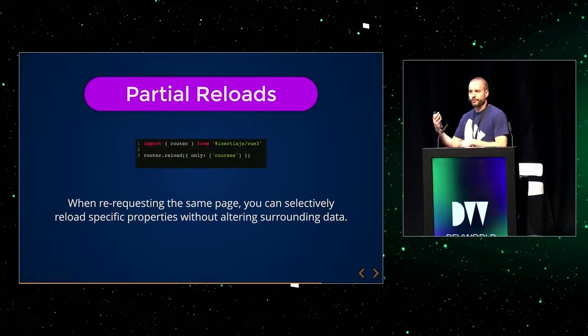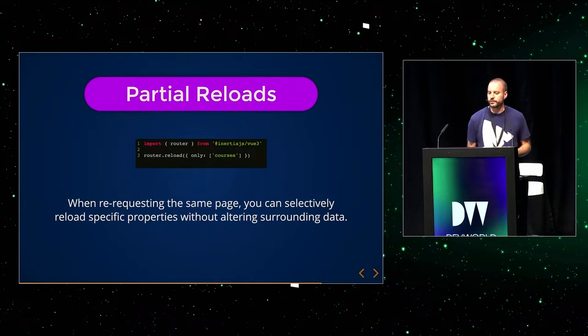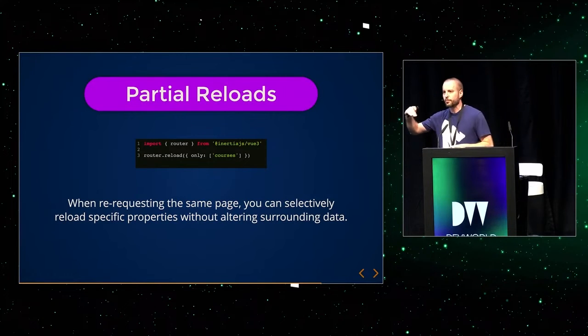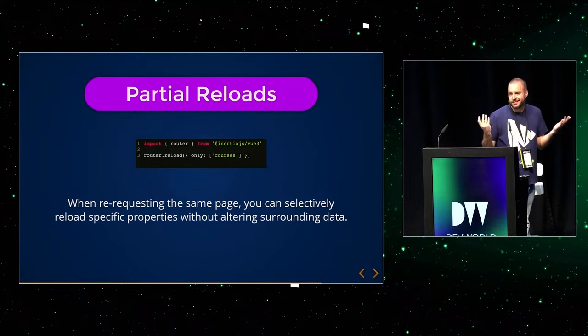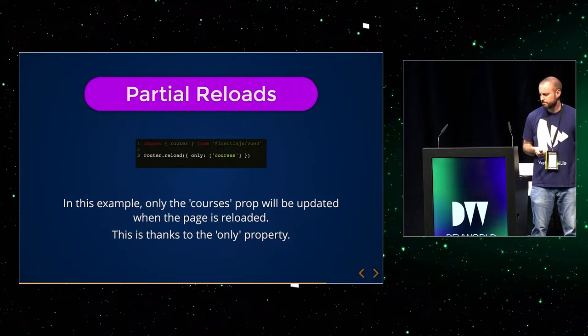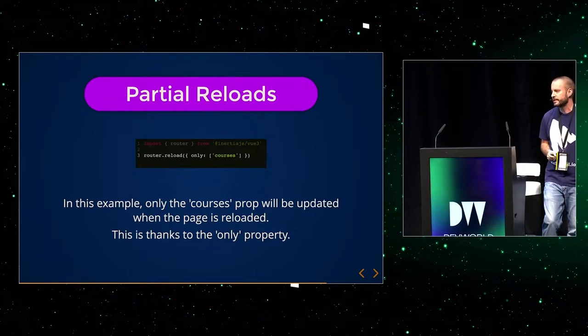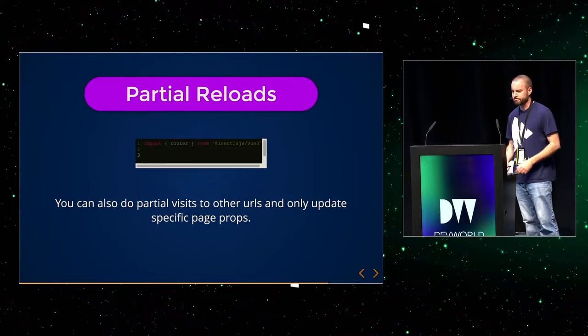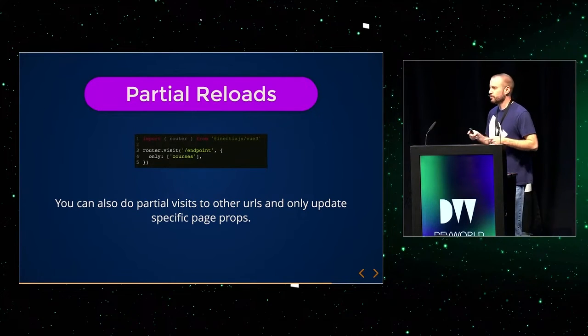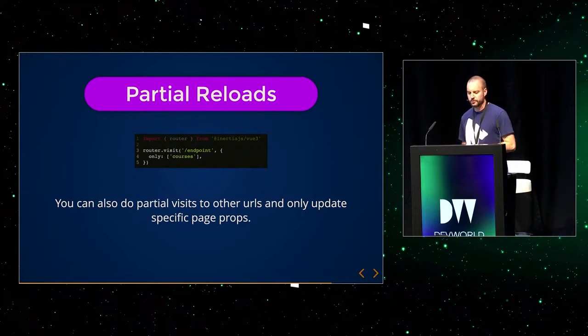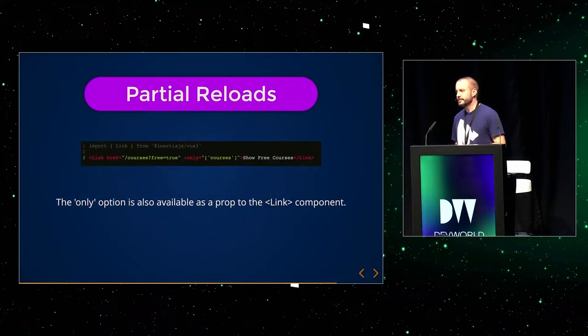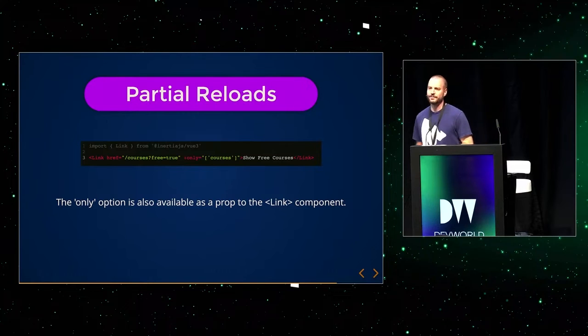If you want to refresh a page only with slightly different data, you can call the router.reload function. This allows you to get the data for just a single property while leaving all the other data as is, saving your users time, right? This is all thanks to that only property that's available for the reload function. We can also do this when we visit completely new URLs and only update those specific page props. And this can also be done via the link tag.